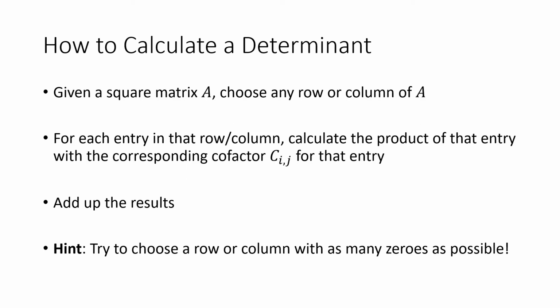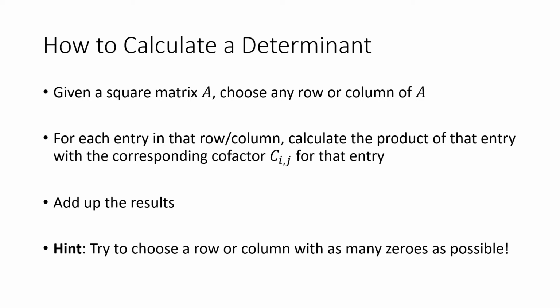So if we have a square matrix, we can choose any row or any column of that matrix, and for each entry in that row or column, we calculate the product of that entry and the corresponding cofactor for that entry. We get a bunch of numbers when we do that, and we add up those numbers, and that's the determinant of our matrix. And the key here, the way to make this not as overwhelming, is to choose a row or a column that has as many zeros as possible.